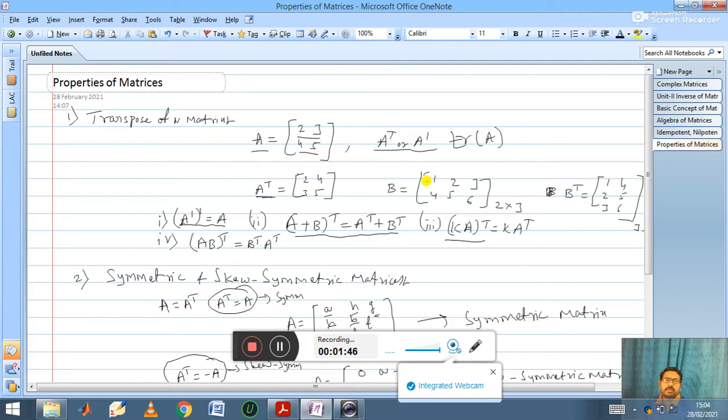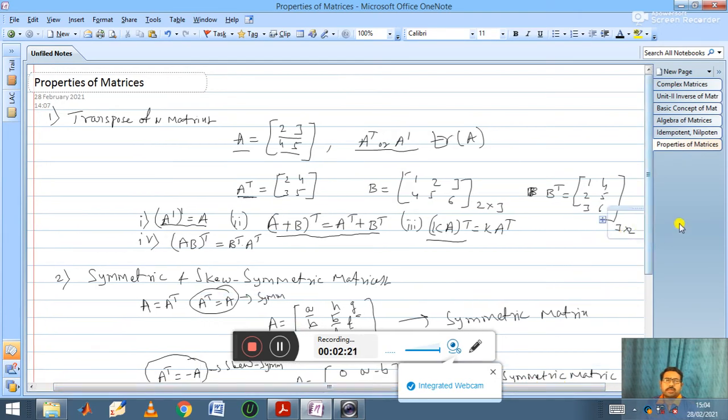Similarly, let us take one more example. B equals 1, 2, 3, 4, 5, 6. This is a 2 cross 3 matrix. When you take the transpose of this matrix, it is represented by B transpose. Your first row converts into first column, that is 1, 2, 3 you write as the first column, and your second row elements 4, 5, 6 you write as the second column, 4, 5, 6. Therefore your 2 cross 3 matrix converts into a 3 cross 2 matrix after taking the transpose.